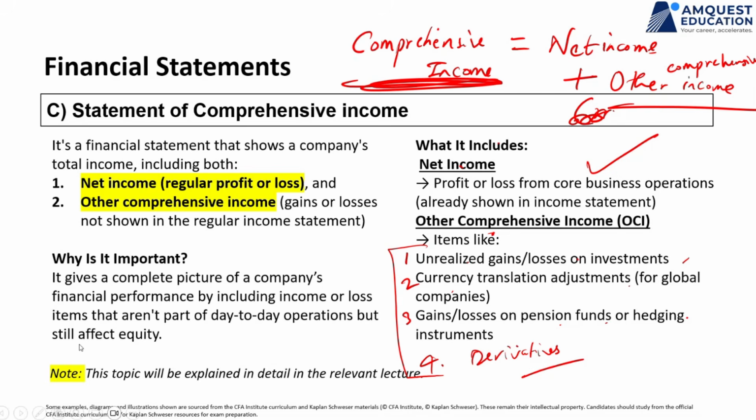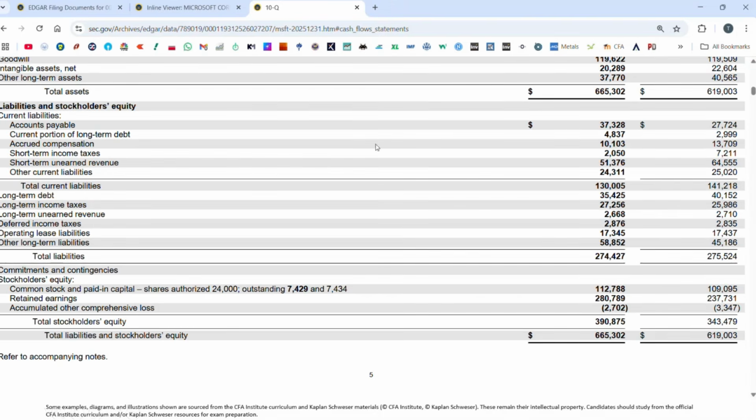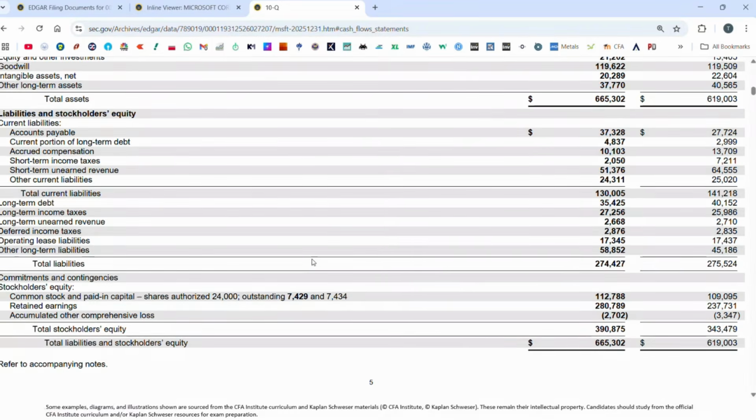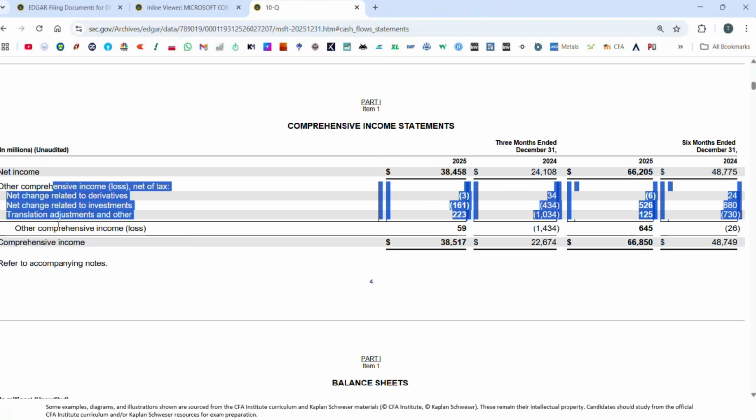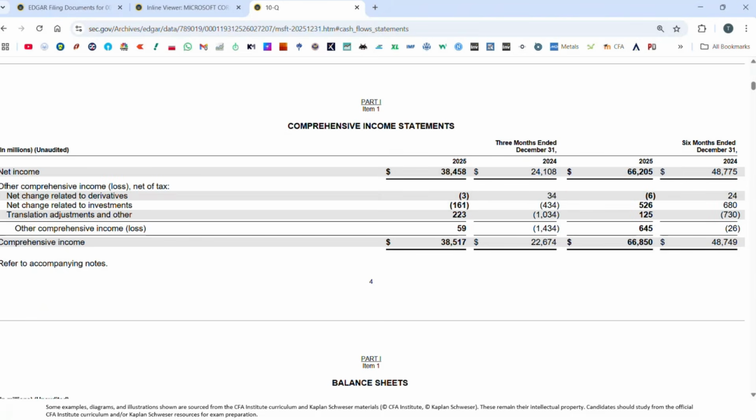So if you look at Microsoft's financial statement, you will notice there is a comprehensive income statement which starts with net income. Right? This typically starts with net income, and from net income it adds net change in derivatives, net change in investments, translation adjustments, three, four items. And this is where we close what is a comprehensive income statement.